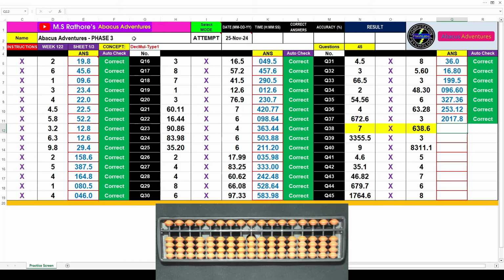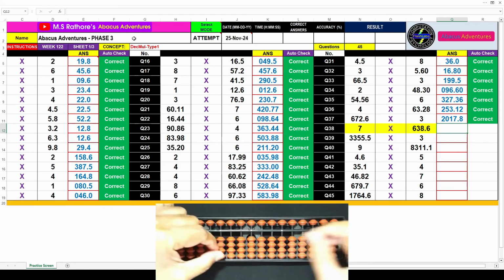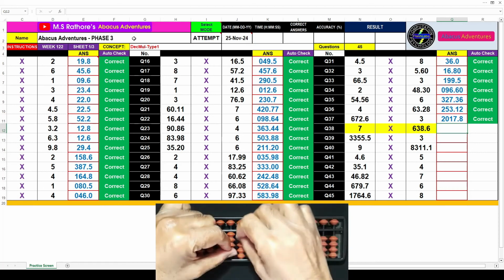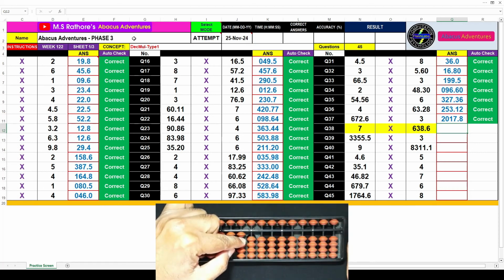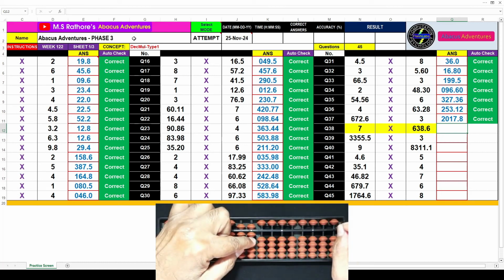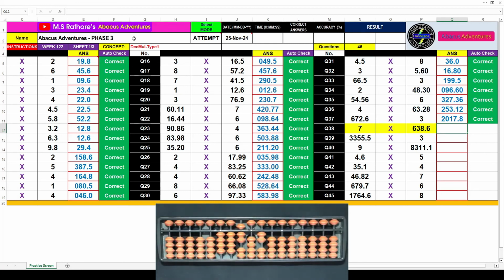Question number 38, 7 multiplied by 638.6, rod number 4. From right to left it is 6 7s are 42, shifted, 3 7s are 21, shifted, 8 7s are 56, shifted, 6 7s are 42, and the answer is 4470.2.